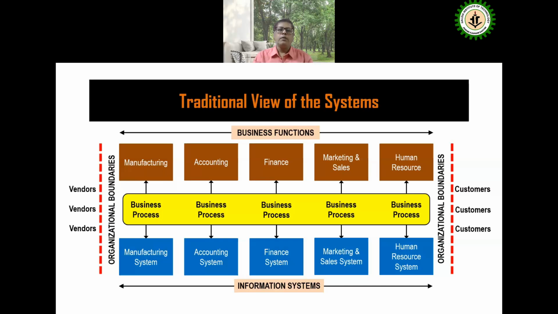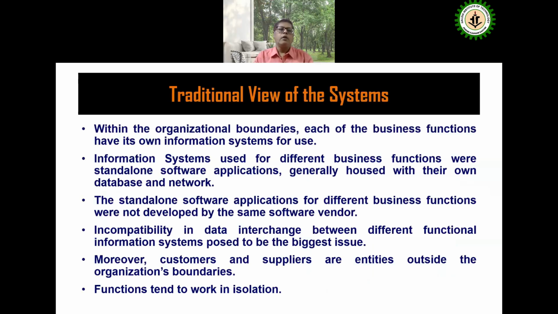Now let us take a look of the integrated form. So first we are summarizing the drawbacks of traditional view of the systems. That means within the organizational boundaries, each business functions have its own information system for use. Information systems used for different business functions were standalone software applications, generally housed with their own database and network. The standalone software applications for different business functions were not developed by the same software vendor.